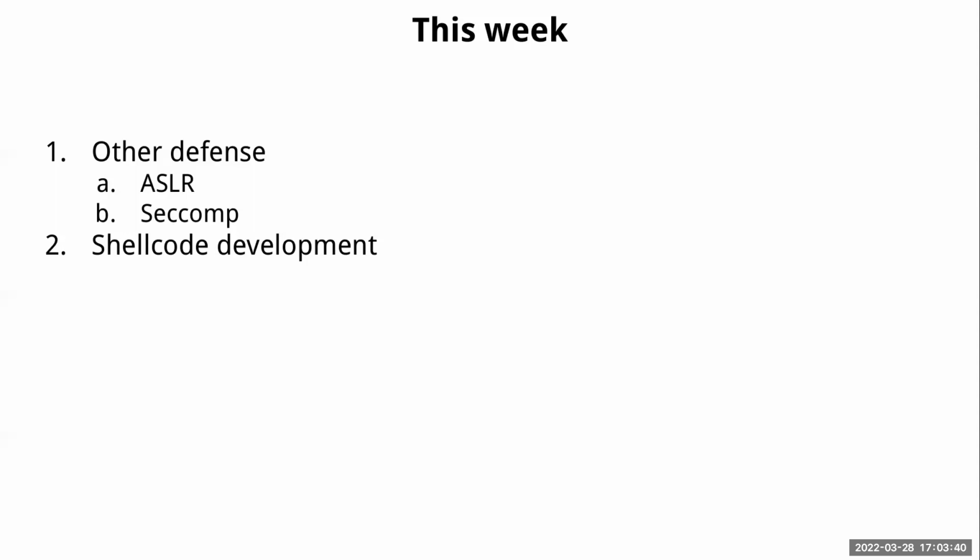We'll talk about how you write assembly code to develop some kind of a shellcode to pass some kind of a sanity check. So after that, next week, we move to format string vulnerability, which is a very, very interesting topic. So after that, we move to ROP.